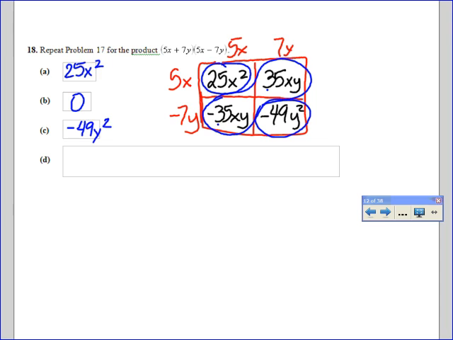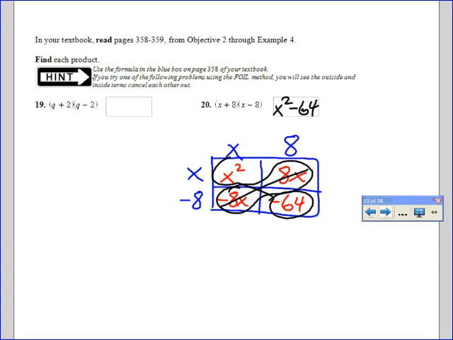So my final answer is going to be 25x squared minus 49y squared. All right, best of luck. Go ahead and finish the rest of the problems all on your own.